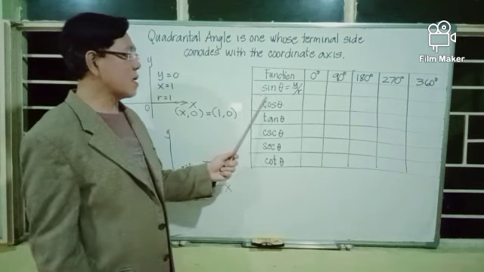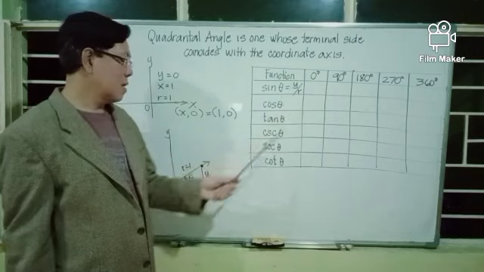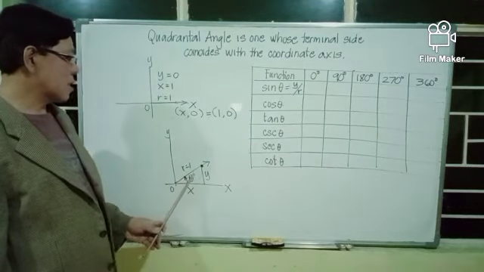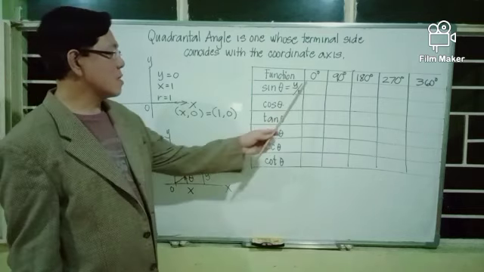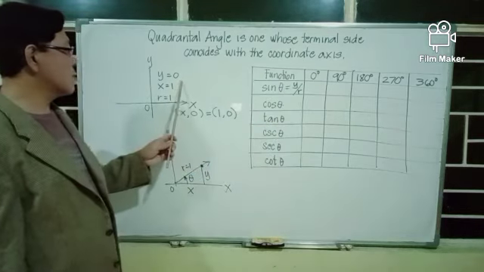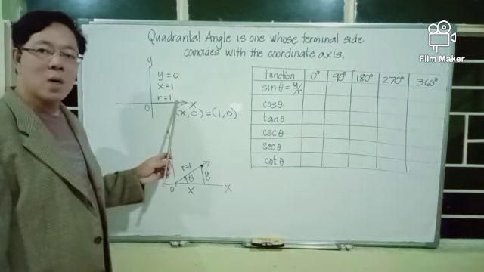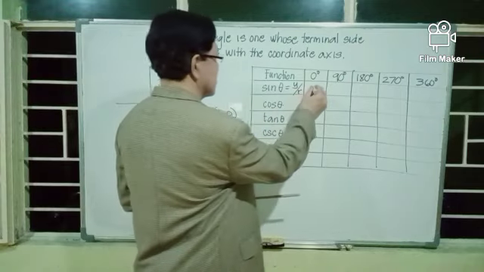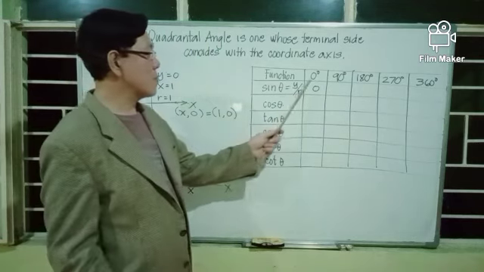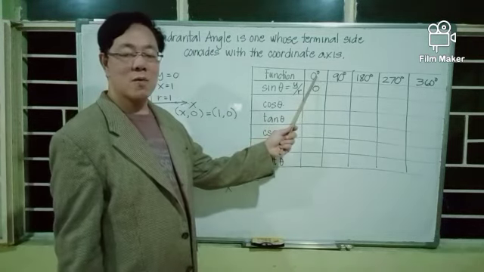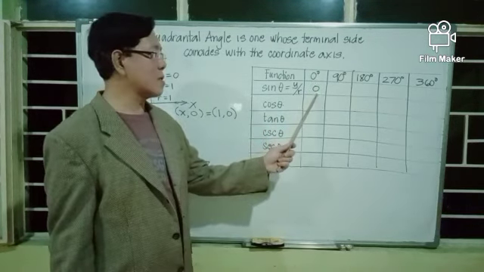And we define the sine of the acute angle theta as the ratio of y over r, the ratio of the side opposite theta divided by the hypotenuse r. For the 0-degree angle, y is 0 and the radius vector is 1, and 0 divided by 1 is 0. Hence, the sine of the quadrantal angle 0 degrees is 0.